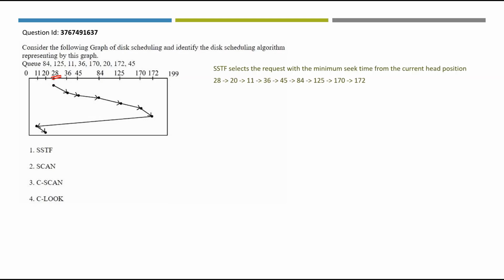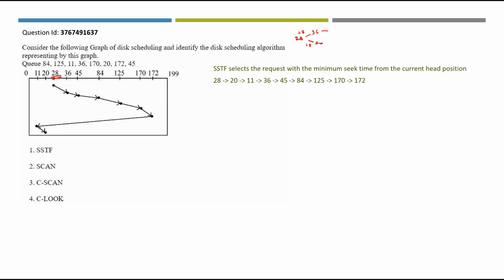Let's start with shortest seek time first, SSTF. This selects the request with the minimum seek time from the current head position. Taking the first position as 28, we have two ways. We can either go to 36 or to 20. 28 plus 8 will give you 36, and 20 plus 8 will give you 28. So both are possible here.